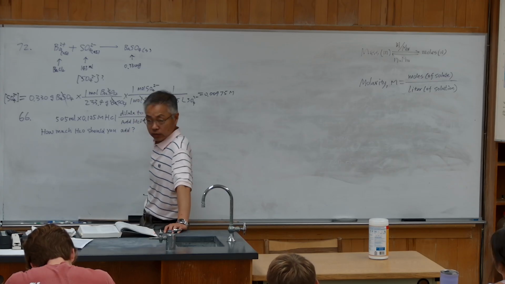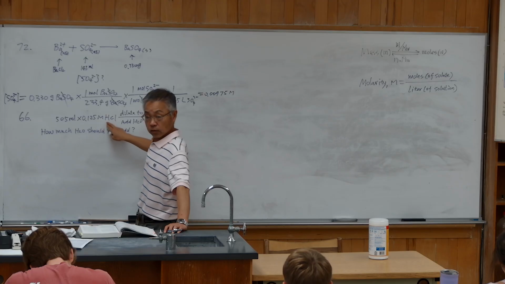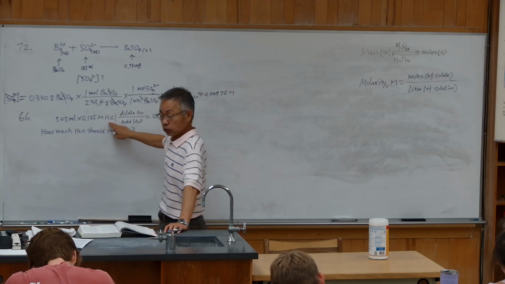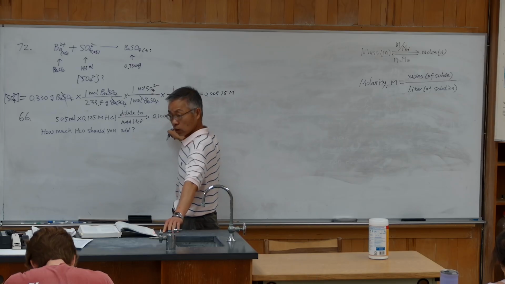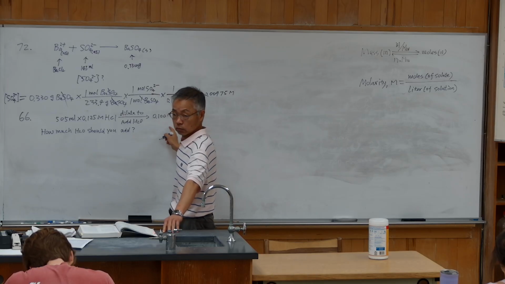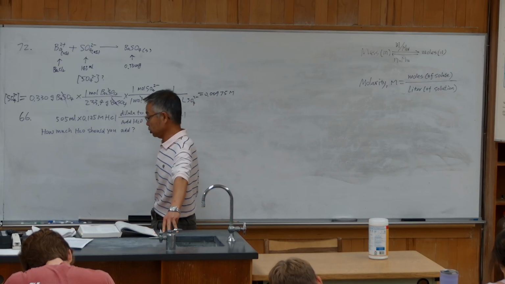Read again. What does it mean? You have 505 milliliters of 0.125 molar hydrochloric acid. You want to dilute it so the final concentration is 0.100. And the question is, how much water should you add?